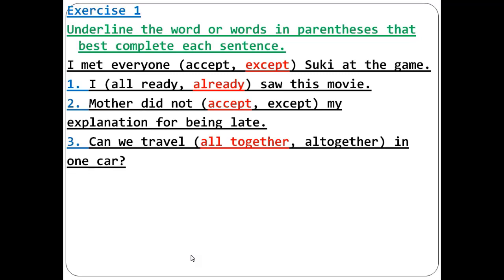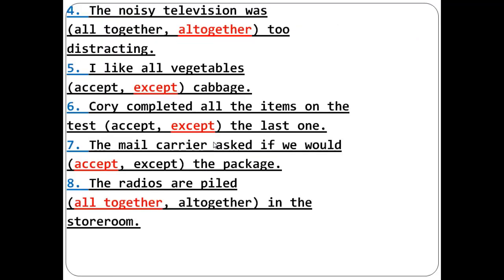2. Mother didn't accept my explanation for being late. 3. Can we travel all together in one car? In a group. 4. The noisy television was altogether too distracting. Altogether means completely, entirely, too distracting. That was the reason for not being able to focus, because it was disturbing and disrupting.